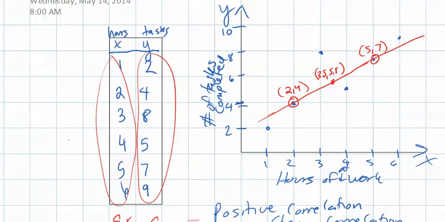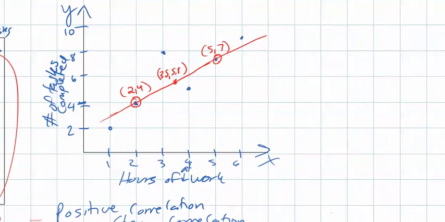Okay, so what I need to do now is find the equation of this line of best fit. So the equation is going to be in the form y equals mx plus b, because I can see that my correlation is linear and it forms a positive linear correlation. And so as one variable increases, the other increases, and so we know that it's going to look like a line.